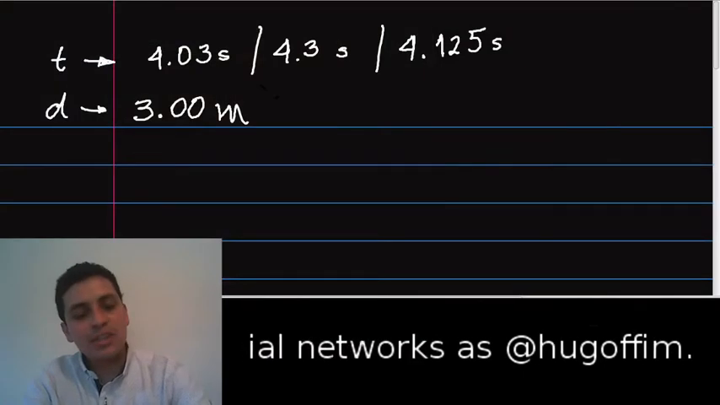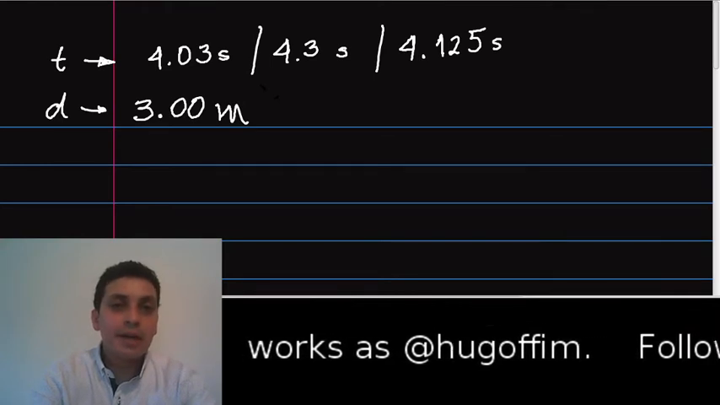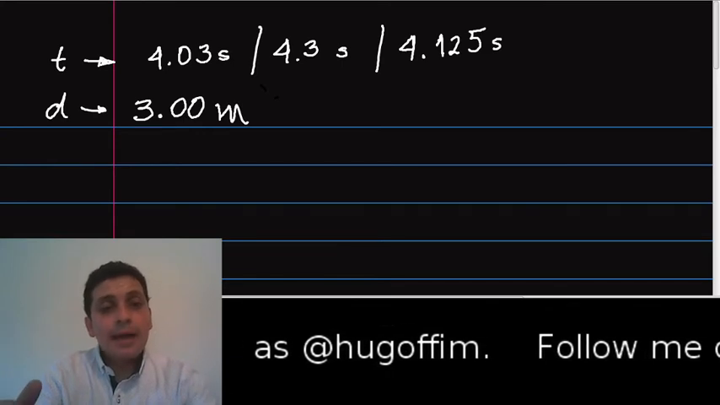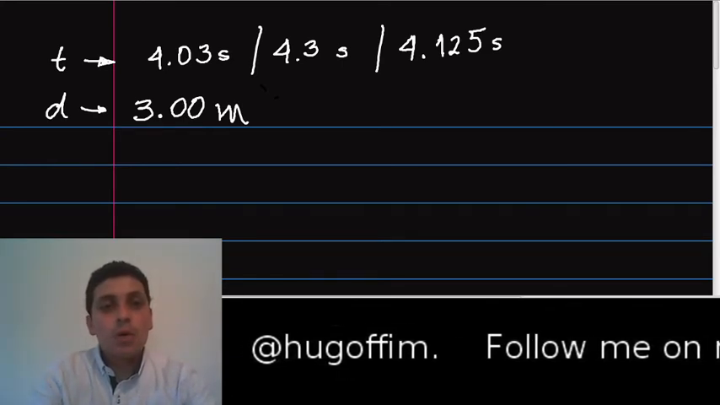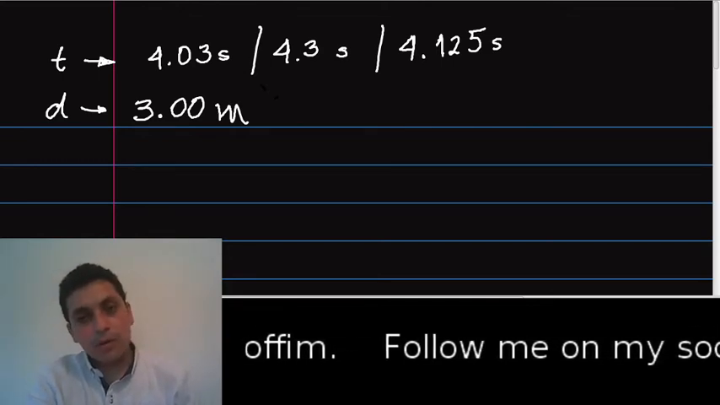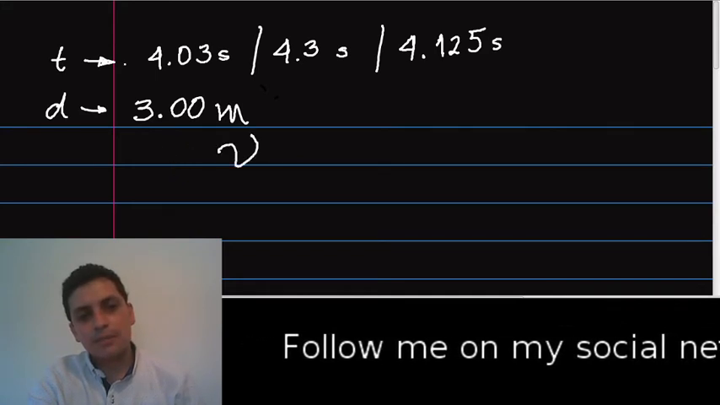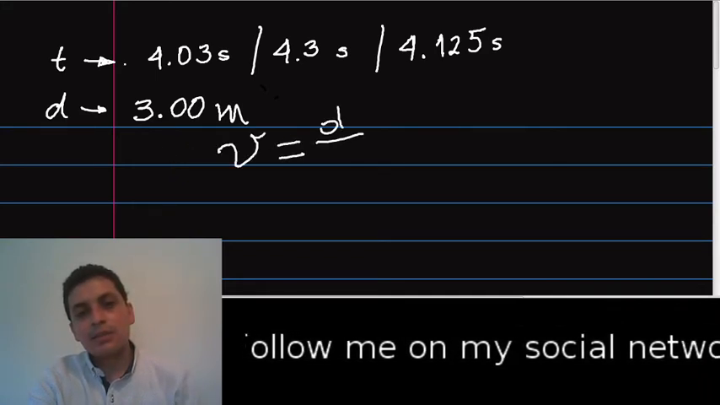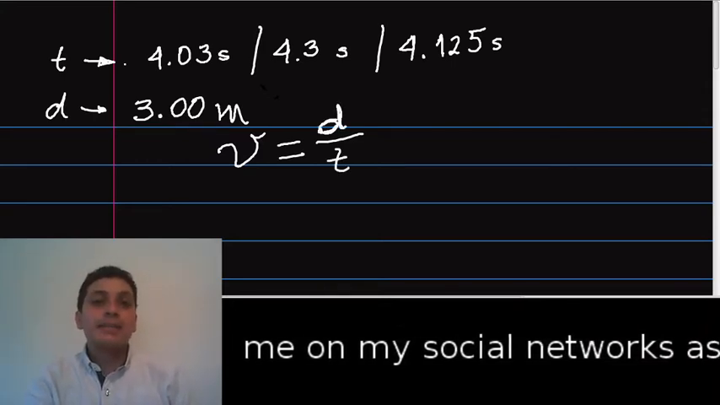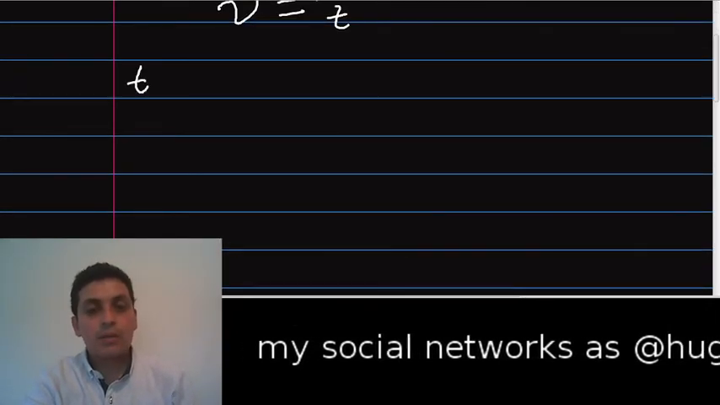Okay, so this is what we're going to do. I want you to imagine that we have this data, we have these three values for time taken using different stopwatches, and we have this value for distance. So what we're going to do is to calculate the velocity, or the speed, that is defined as distance over time. First we're going to find out the average time.